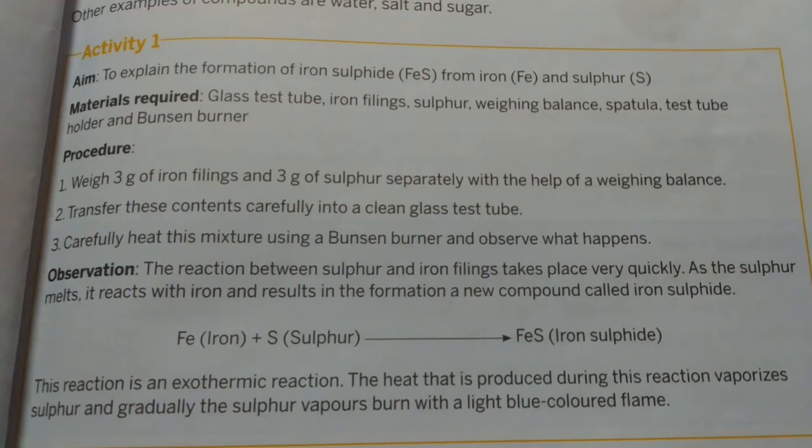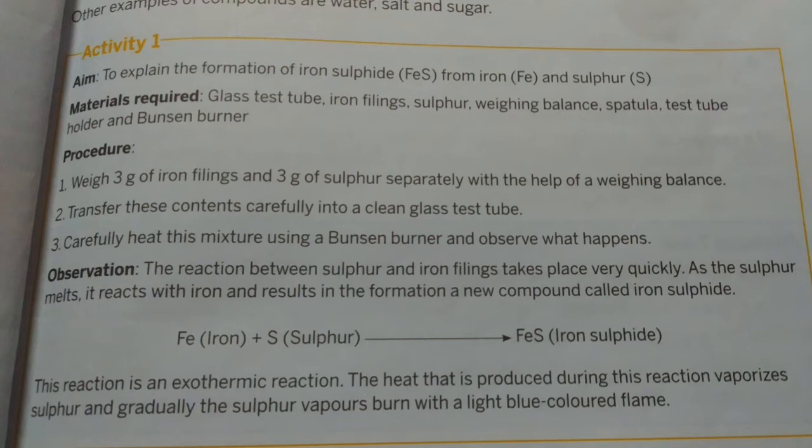Let us now study the formation of iron sulfide from iron and sulfur. For this experiment, we require a glass test tube, certain iron filings, sulfur, a weighing balance, clean glass test tubes, a test tube holder and a Bunsen burner. For the experiment, we need to weigh 3 grams of iron filings and 3 grams of sulfur separately. Now, take a clean glass test tube and transfer these contents carefully into it.